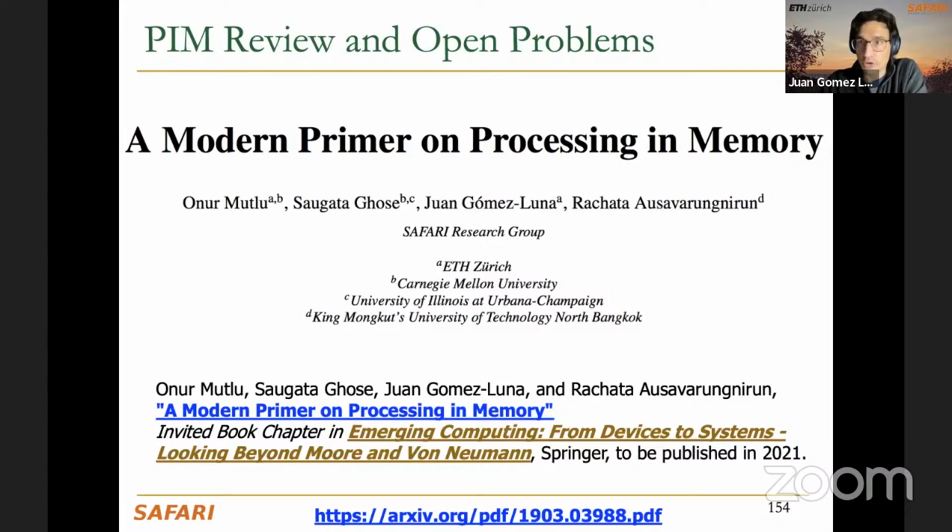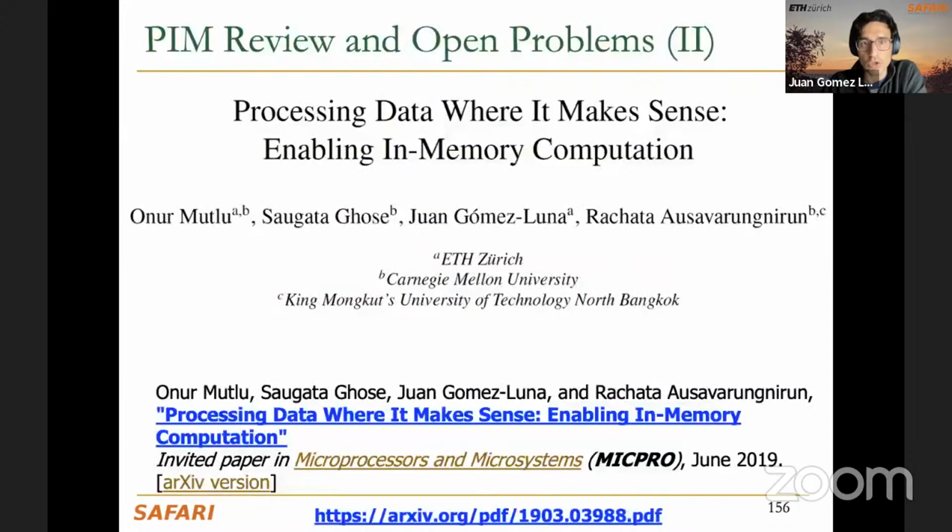Remember that first reference that I would recommend to everyone is this book chapter that we published this year. It contains a large and comprehensive summary of many state-of-the-art proposals in processing in memory, and also discusses many of the open problems and things that still need to be done in order to enable the adoption of processing in memory, as we have discussed in today's lecture.